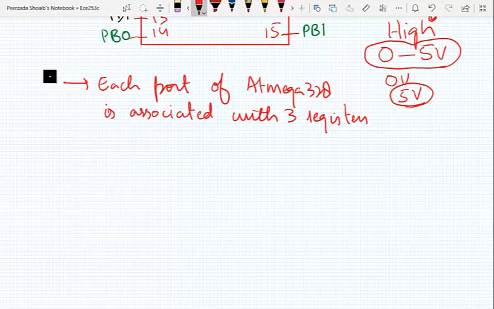The name of these ports is, we have got, let me change the pencil, or it's fine.